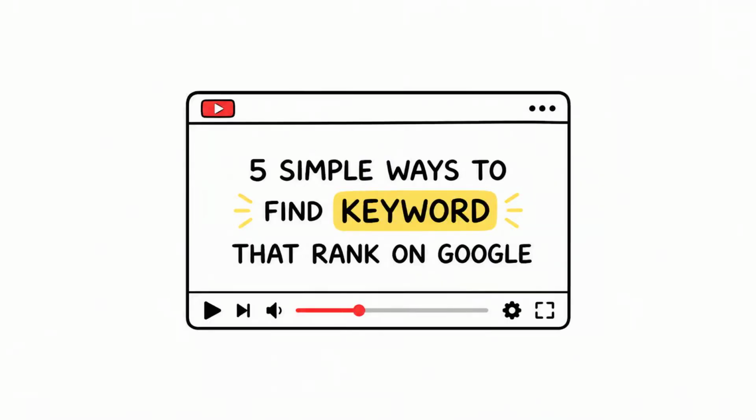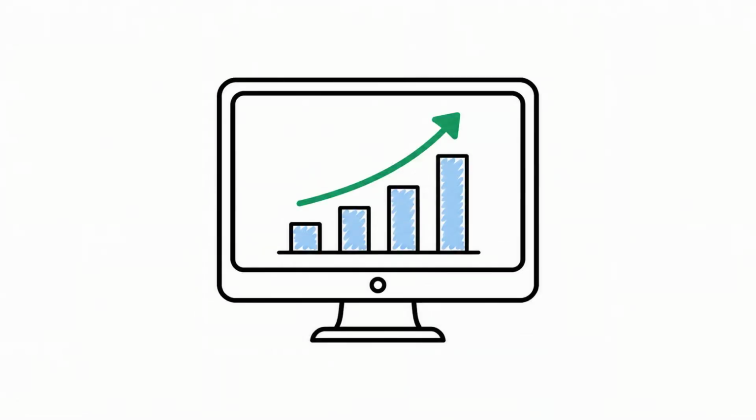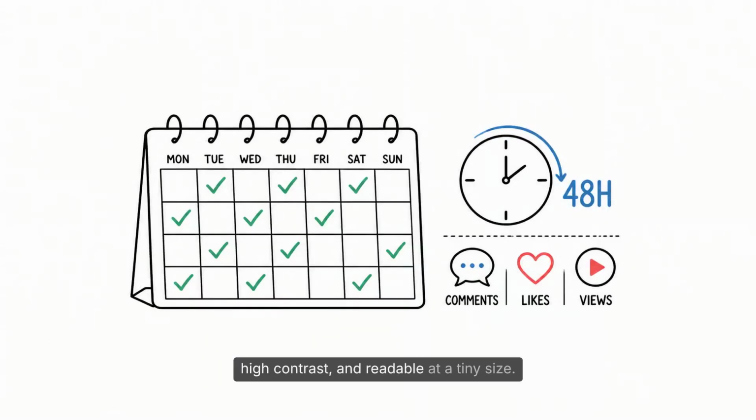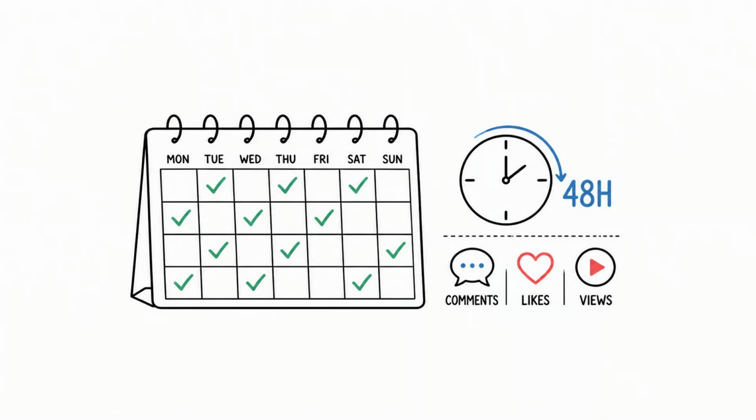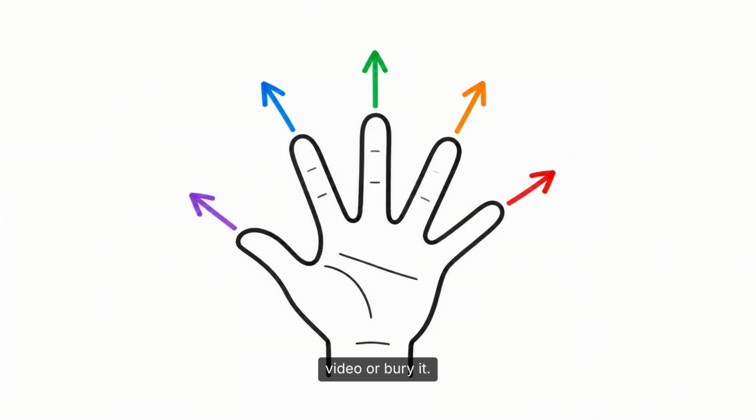Step 4. You optimize everything for search. Your title includes the keyword. Your description puts the keyword in the first 2 sentences. Your thumbnail is bold, high contrast, and readable at a tiny size. Your upload schedule is consistent, and your first 48 hours of engagement, the comments, the likes, the watch time, tell the algorithm whether to push your video or bury it.